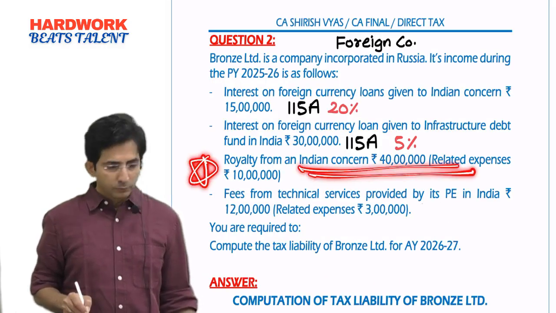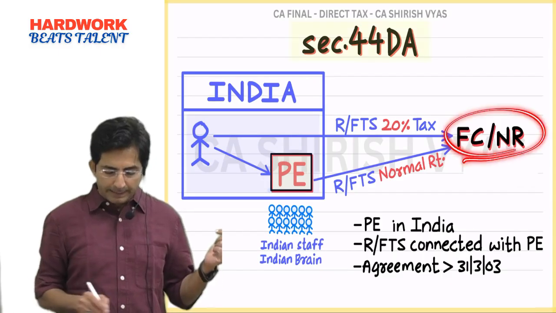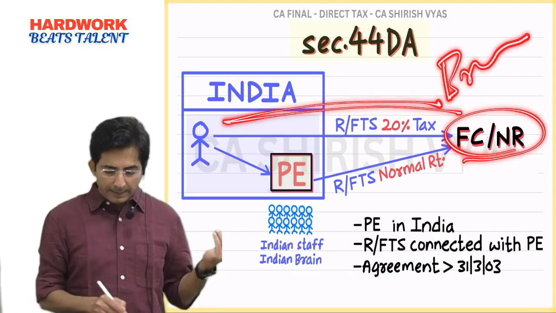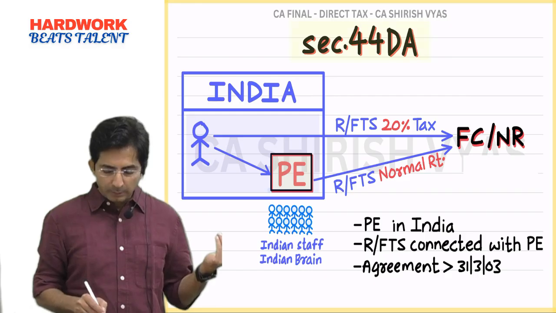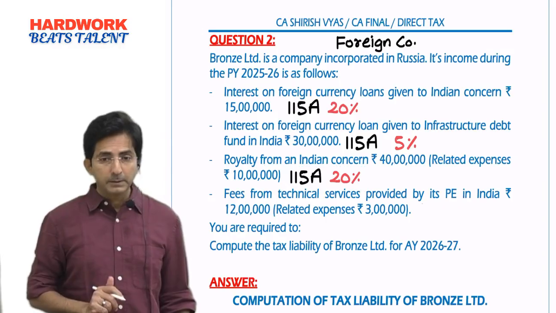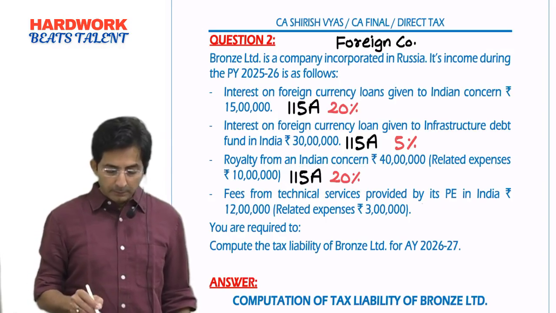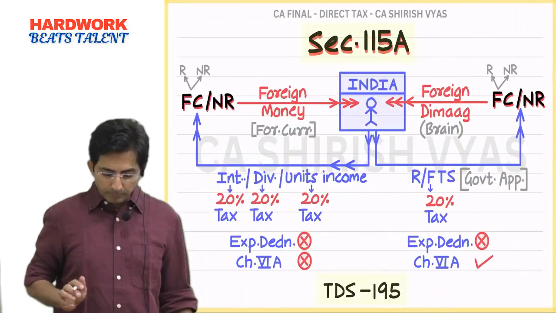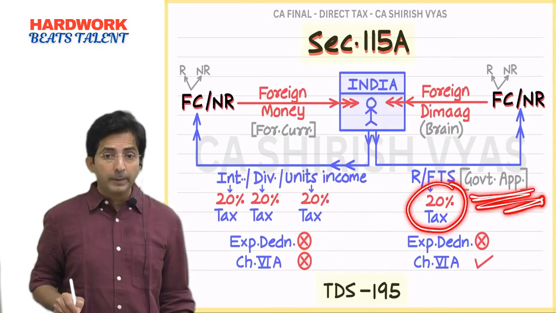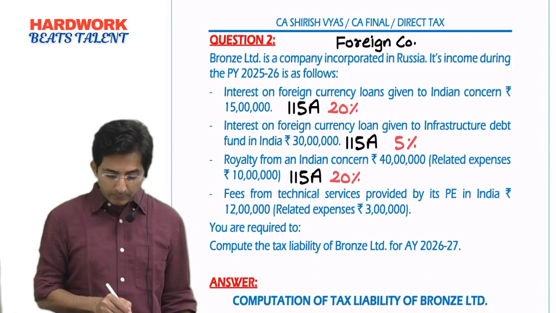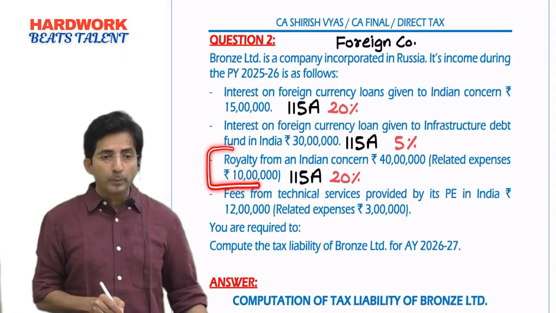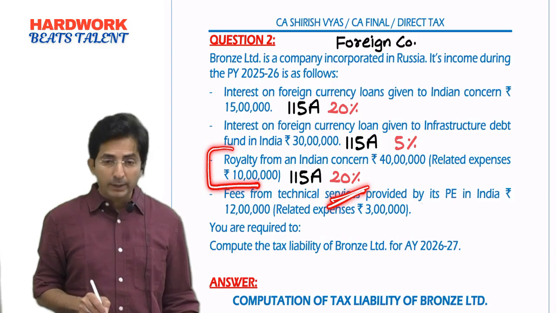So that means royalty is generated directly from India. Here we are Bronze Limited, so we are directly getting royalty from the Indian entity. So tax will be 20%, Section 115A. But there is one more condition: if you remember, for 20% also the agreement should be approved by the government. Here it is not given whether the agreement is approved by the government, so we can assume it is approved. That's why I am taking 20% tax.